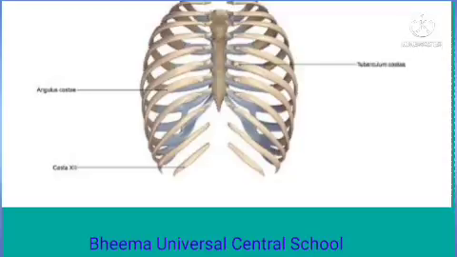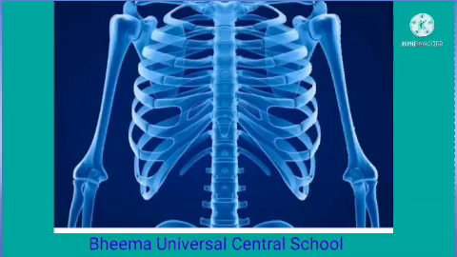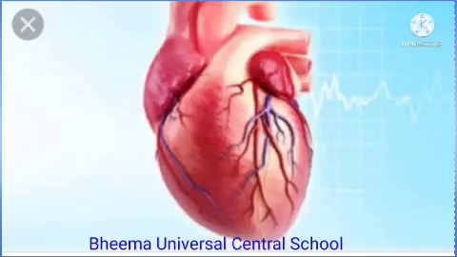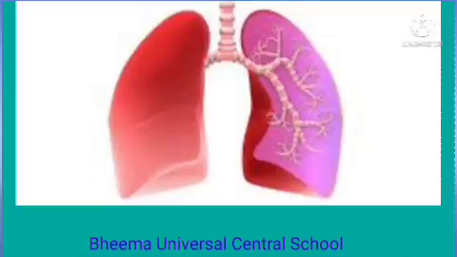We see that ribs are curiously bent and they join the chest bone and the backbone. The cage of bones around the chest is called the rib cage. It protects the internal organs. Tell me which internal organs are present in the chest. Very good. Heart and lungs.